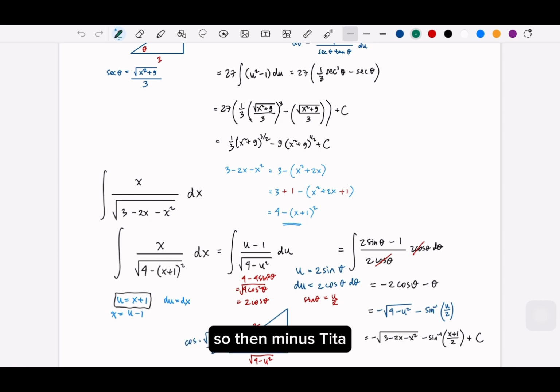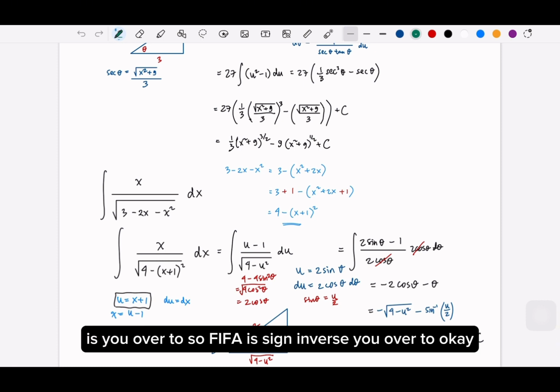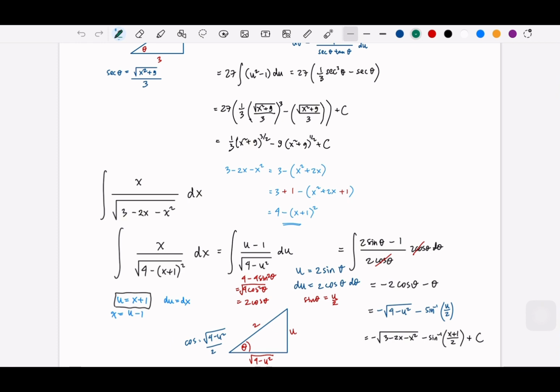So then minus theta. What is theta? Let me write maybe here. So from this, sine theta is u over 2. So theta is sine inverse of u over 2.